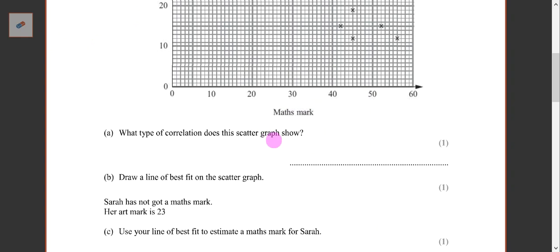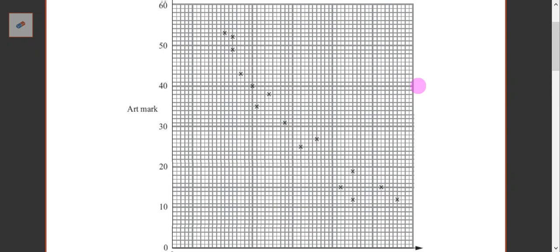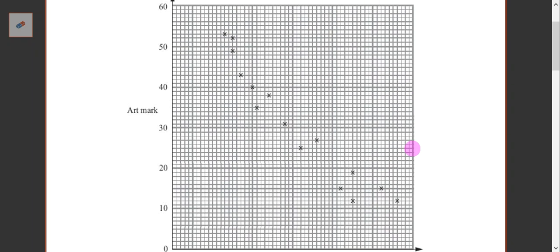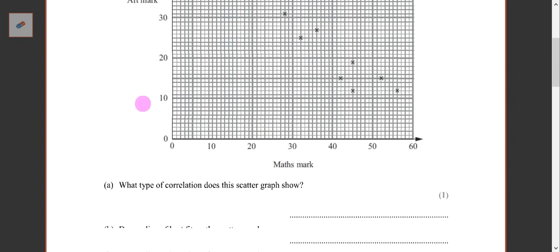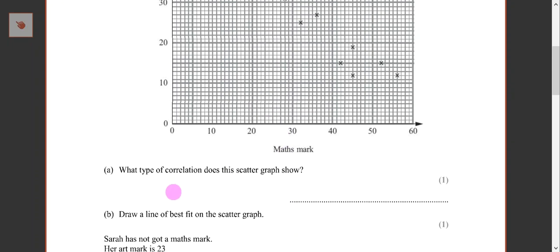What type of correlation does this scatter graph show? Over to you. What do you think? Negative, yeah. How could we describe it in more detail? So I definitely go with negative, linear and strong. Yeah? Happy with that?